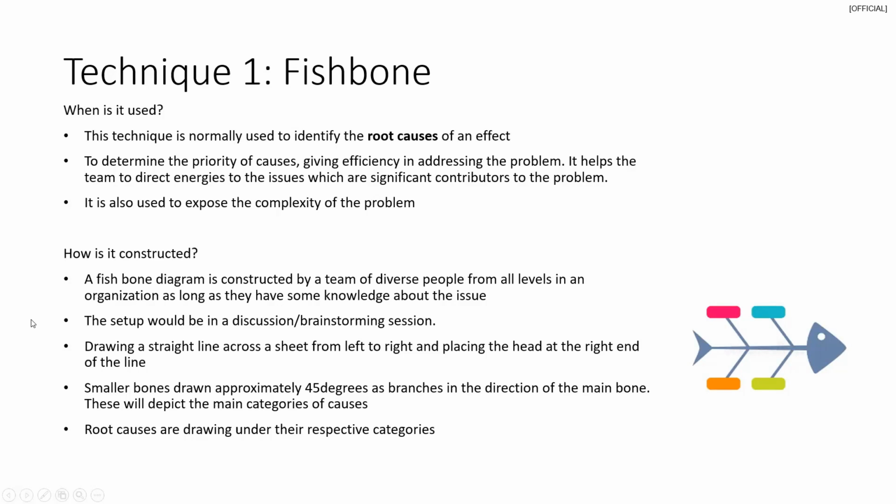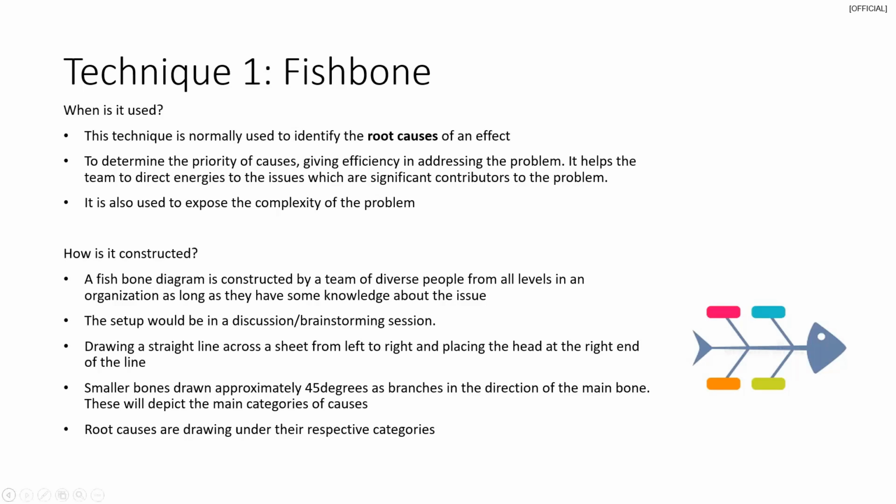It is literally drawing, okay, I'm actually jumping the gun. So it is constructed by a team. You can't do it alone. You can do it alone for the sake of maybe solving minor issues, but for it to be effective, you need to do it as a team. And you need to make sure that you involve all people from all levels. Don't sideline people, because those people that you might sideline may actually have important information that can lead to the team finding out more root causes to the problem. And that will be in a brainstorming session.